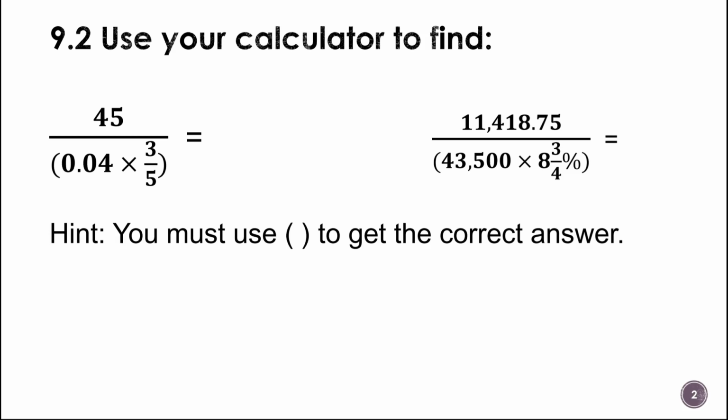So the fraction bar means division. So you would say 45 divided by 0.04 times 3 divided by 5. And your parenthesis keys are, I don't know, maybe somewhat midway down on your calculator. There's a left and right parenthesis key right beside each other.